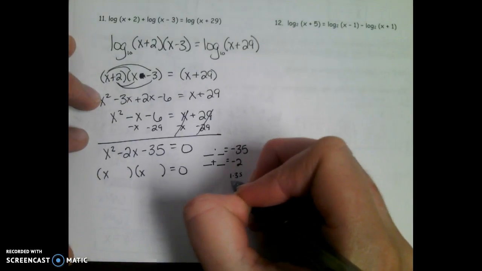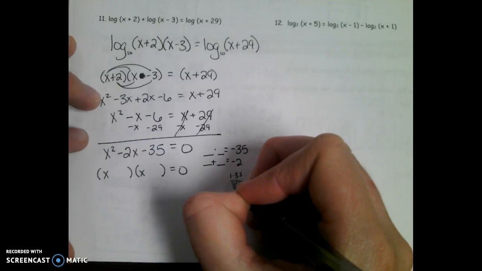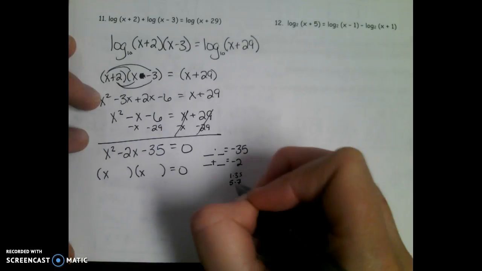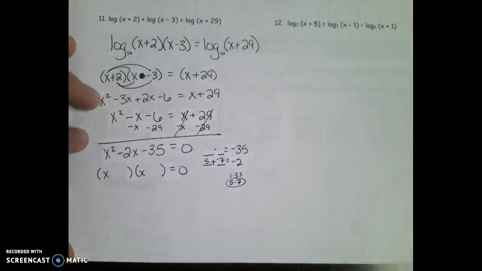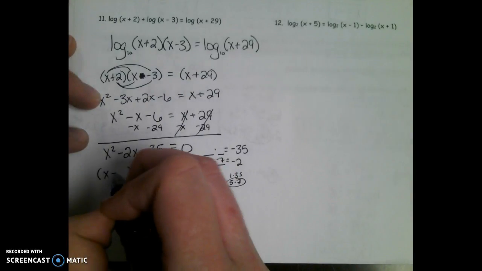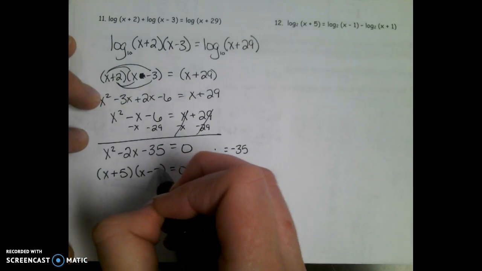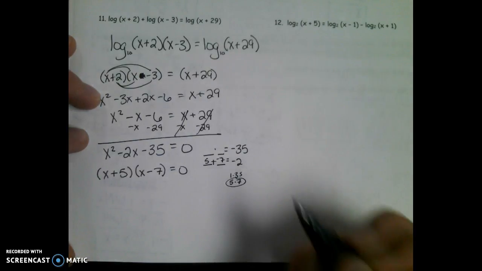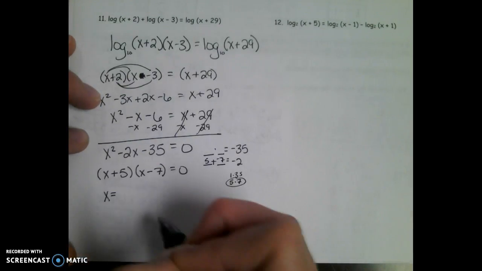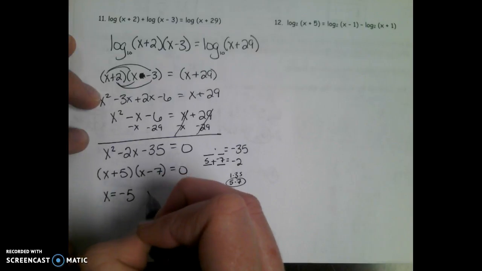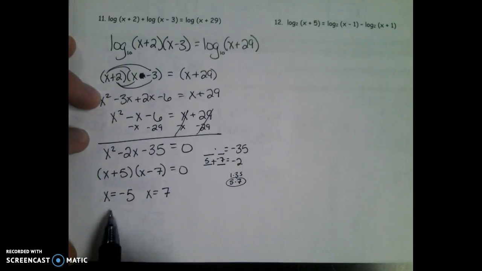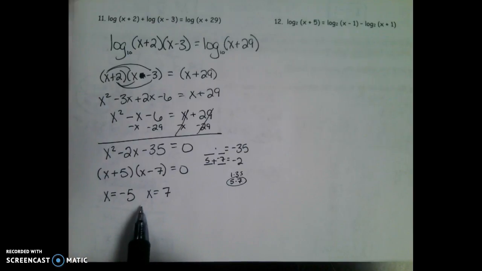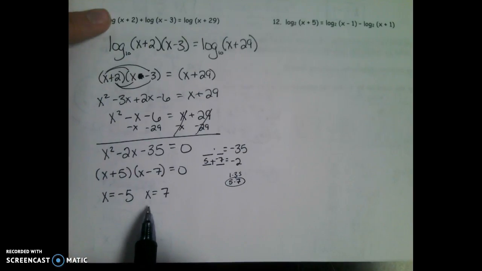You've got 1 times 35, 5 times 7. If we did 5 and negative 7, that would add up to negative 2. So positive 5 and negative 7, which means our solutions are negative 5 and 7. These are potential solutions. We need to check these back in the original problem.